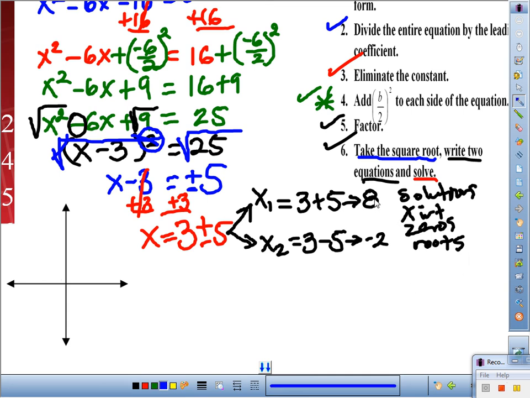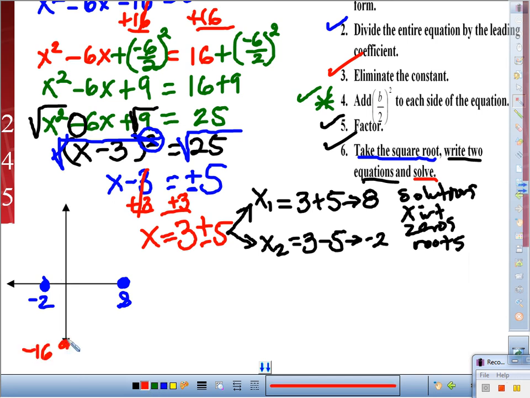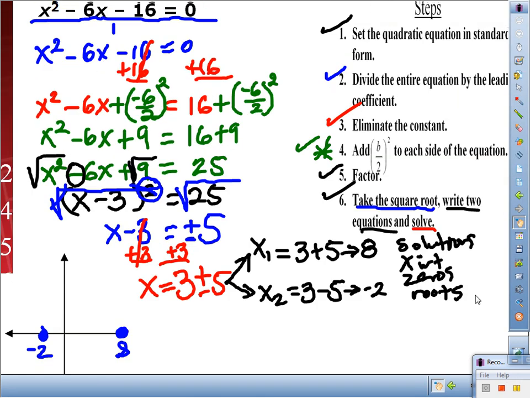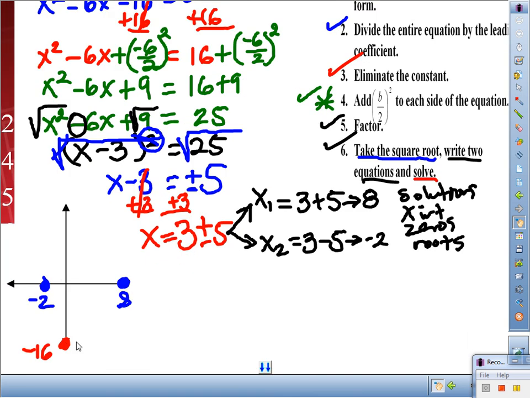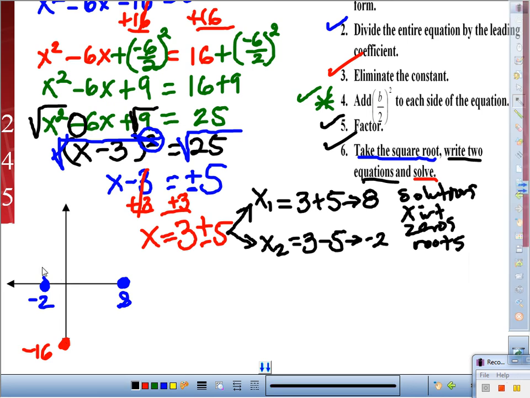What is my first root? 8. What is my other root? Negative 2. And what is my y-intercept, everyone? Negative 16. And we can get that because that's the constant of our equation. Or, what's another way of finding that? By multiplying the two roots, and that's how we get our y-intercept. So we graph that going from left to right, and it looks something like this.